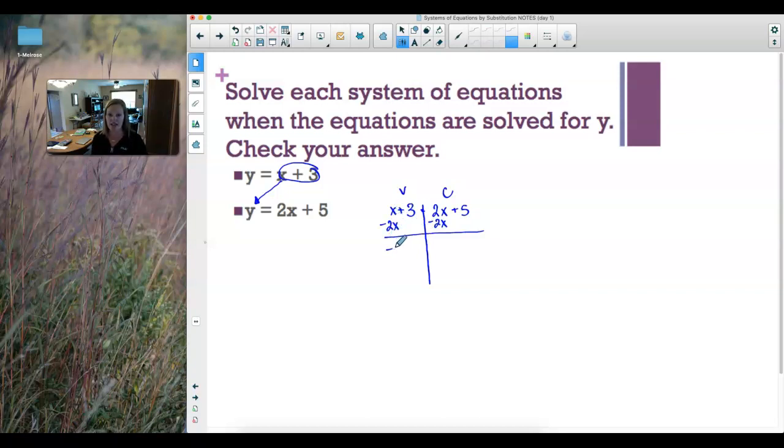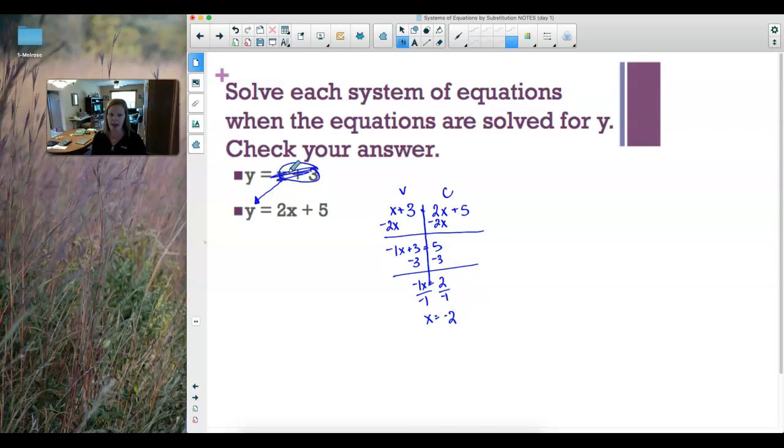So we have negative 1x plus 3 equals 5. And then subtract 3, and you have negative 1x equals 2. And then we have to divide by negative 1, so x equals negative 2. Well, that's really nice. Once we know x, we can figure out y.